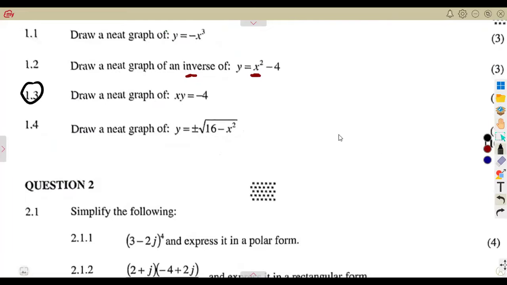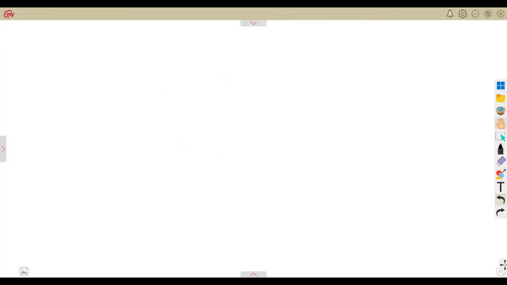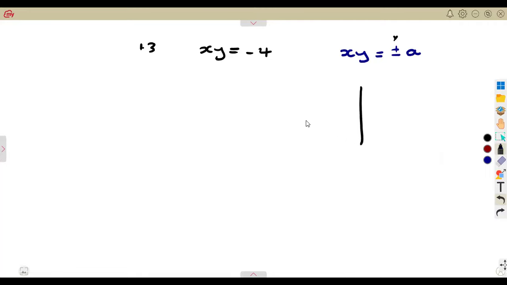Draw a neat graph of xy is equal to minus 4. All right. xy is equal to minus 4. What type of function is it? That's 1.3. xy is equal to minus 4. You are now talking of a hyperbola. If you understand this function, you see that xy, when it is equal to, it can be plus or minus a, where when it is a positive a, we do understand that this is how our function is going to be like.